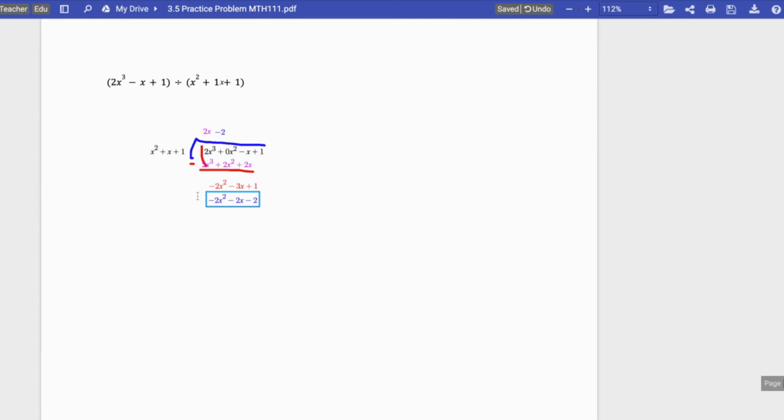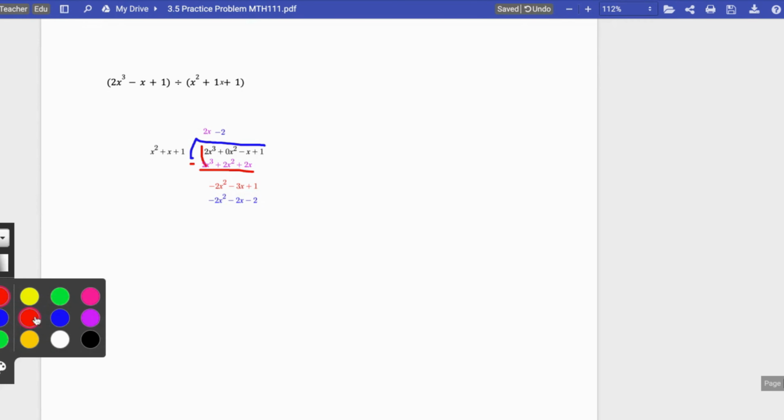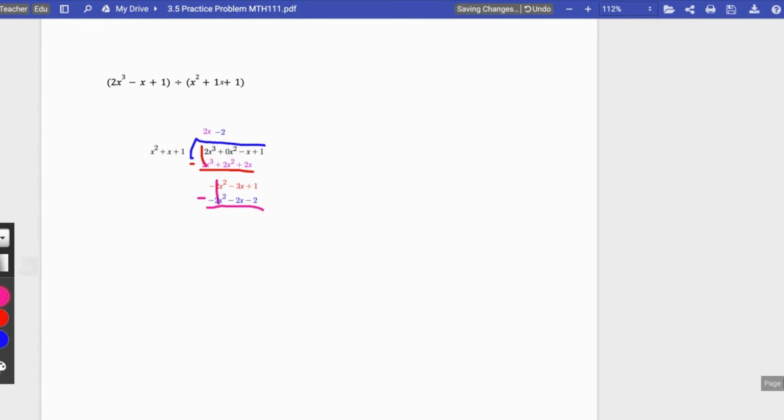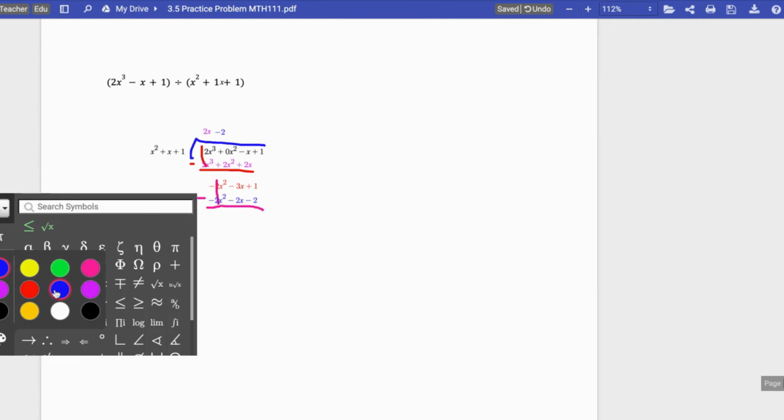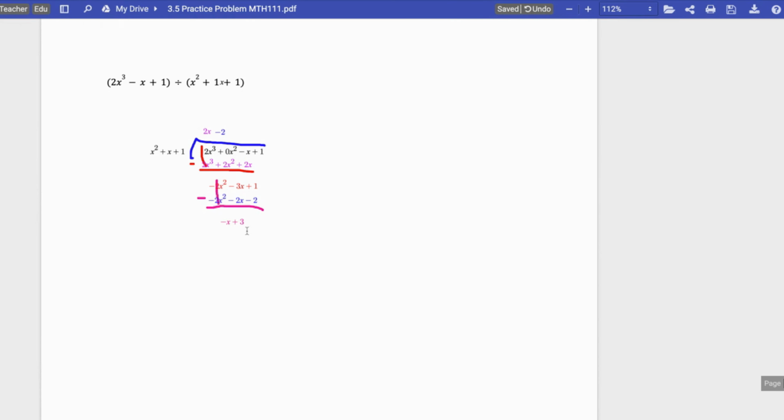All right, now I subtract my terms. Those are going to cancel. But negative 3x minus 2x is going to give me negative x. So I'm going to have negative x. And then 1 minus negative 2 becomes 1 plus 2, which is plus 3. I'm going to have negative x plus 3. And notice that I can't put x squared into here anymore, so this is my remainder. Remember when you guys would do division as a kid, you would have like remainder 4? Well, in this case, I'm going to have remainder negative x plus 3.